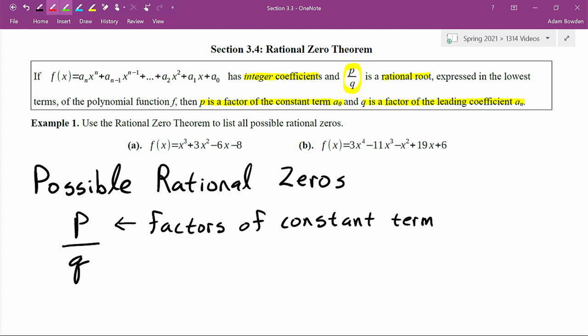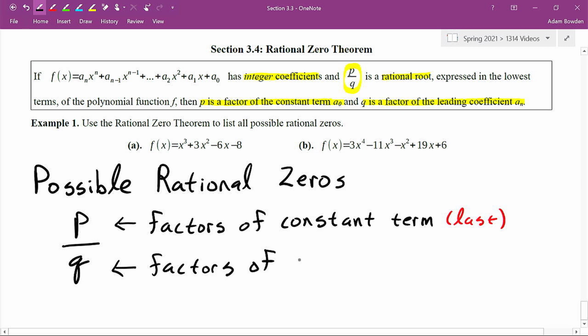And that one comes last, at the very end. And q is going to stand for all the factors of the leading coefficient, which I'll just abbreviate here LC. Leading coefficient is out in the first position.